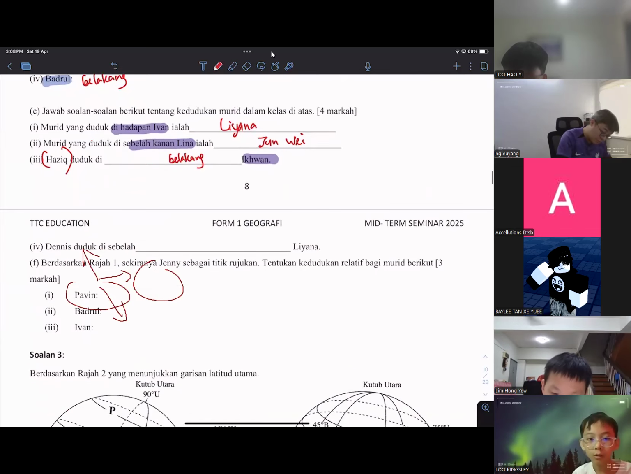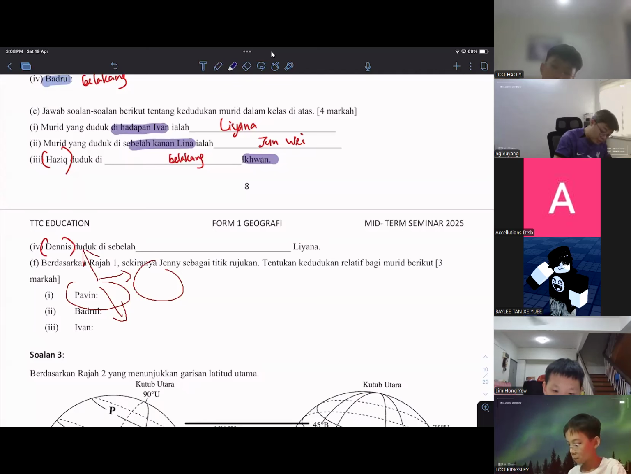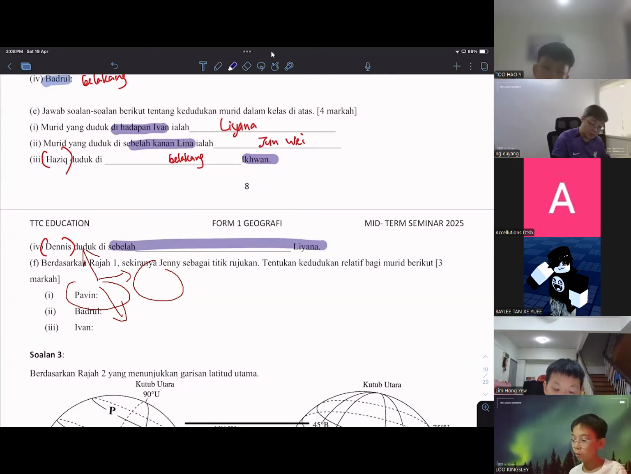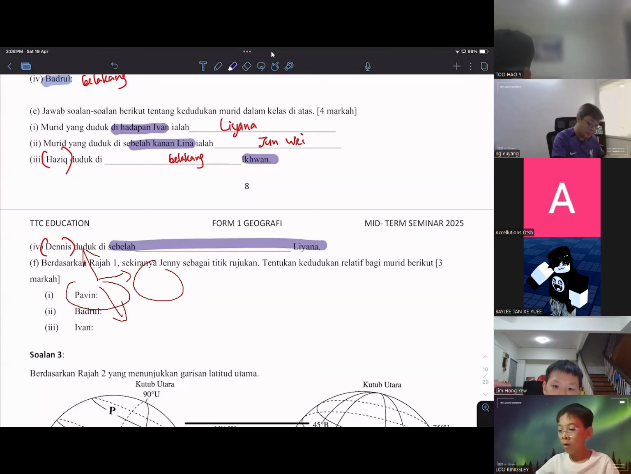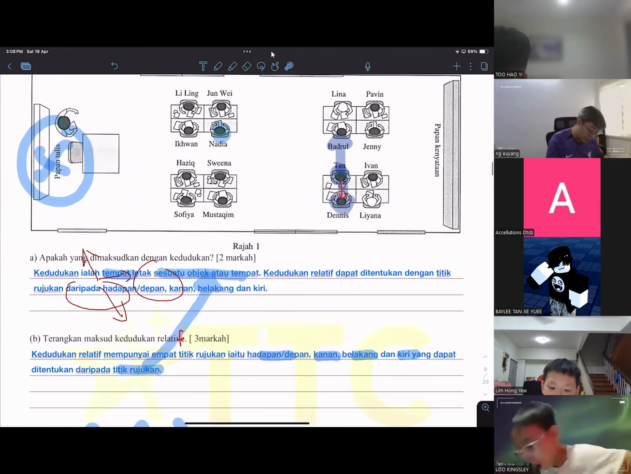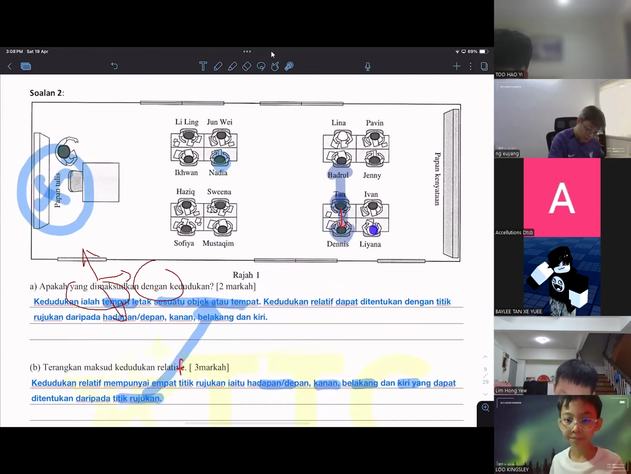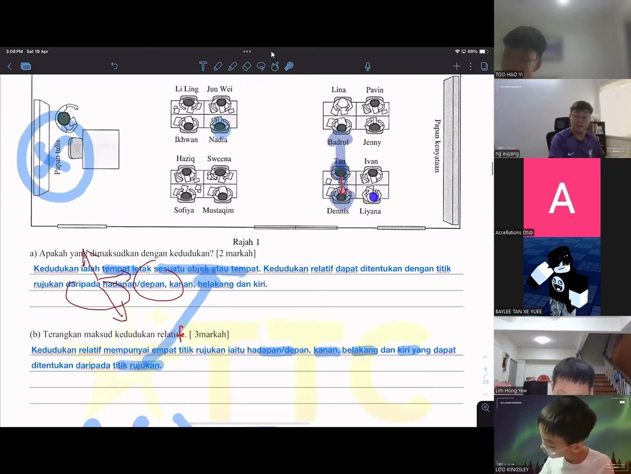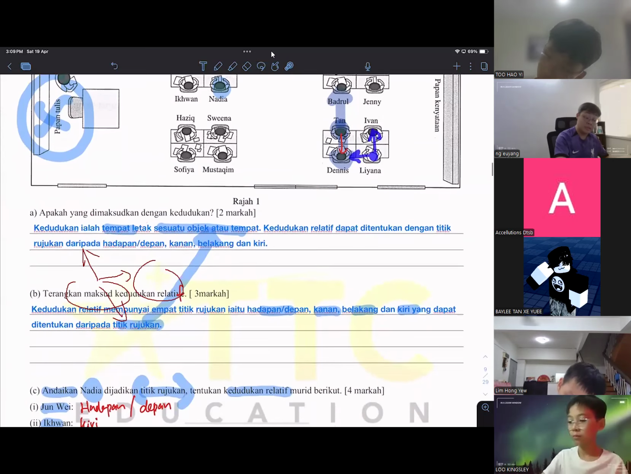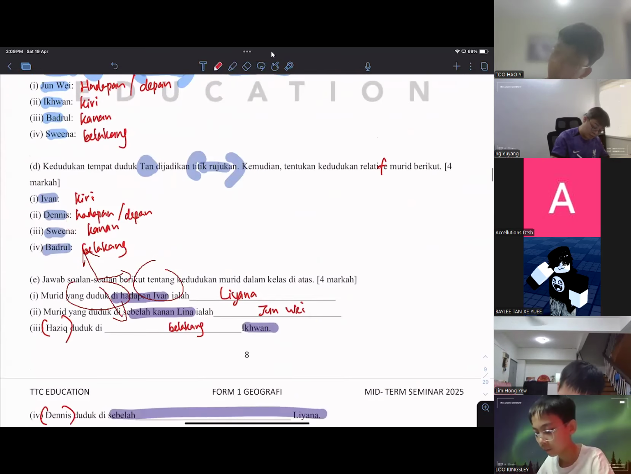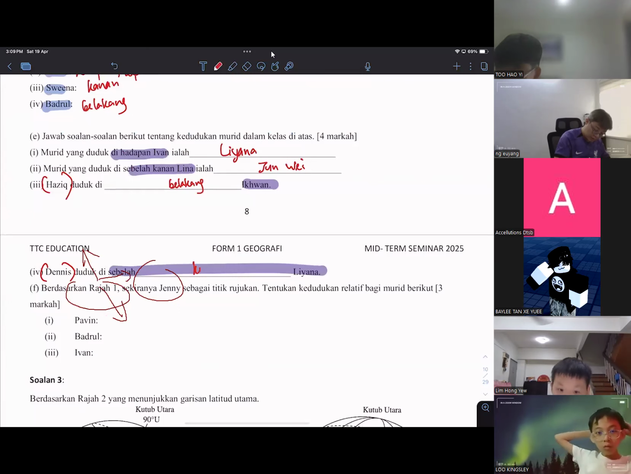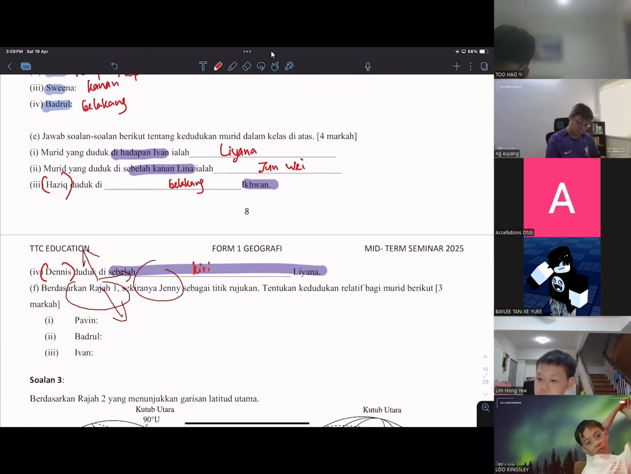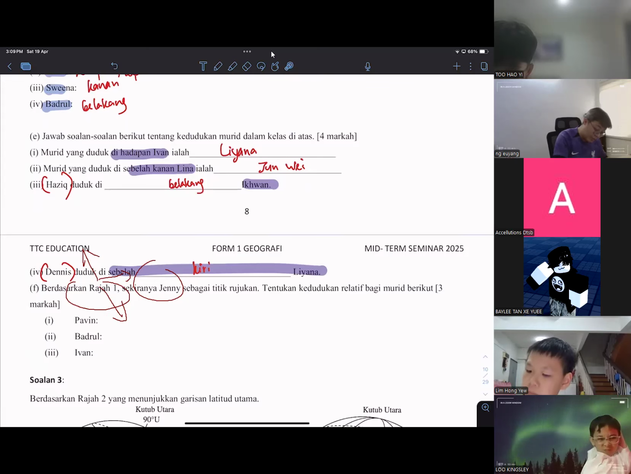Okay, so the last question. Dennis duduk di sebelah. So whose direction? The keyword, the titik rujukan, is Liana. So Liana as the titik rujukan, Liana is here. The question is asking for Dennis. So Liana is facing front, which is Ivan. So Dennis is sitting at her left hand side. So di sebelah kiri Liana.